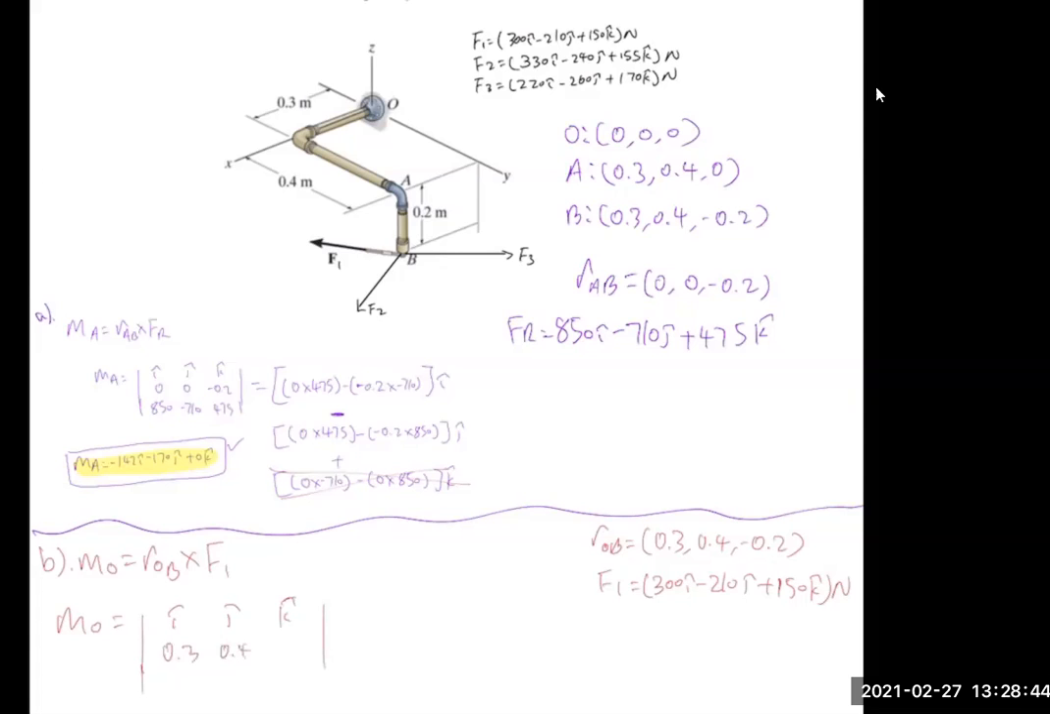I know, guys, I look a little bit rushed right now because there are just so many problems that we have to go through today, so I just want to get it done. Okay, MO. So to find I, J, and K: for I, 0.4 multiplied by 150 minus negative 0.2 multiplied by 210, I. Minus the J. I'm going to scale this down because I write too big.